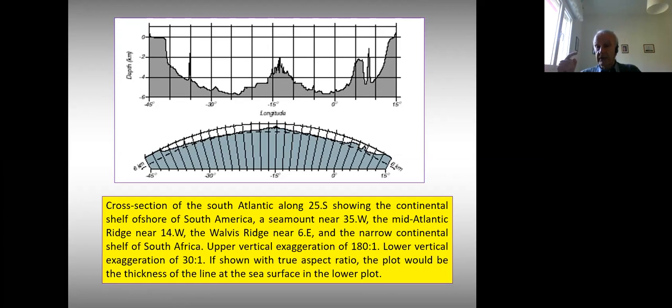Otherwise, if we showed the true aspect ratio, the ratio between the horizontal and vertical scale, the plot would practically be a line, and we wouldn't see anything. And this is something we don't want. We really want to see what is happening in the ocean in the vertical scale. In order to do that, we exaggerate the vertical scale with respect to the horizontal scale. So remember, from now on we will be considering this kind of graph, where we exaggerate the vertical scale like 180 times with respect to the horizontal scale.